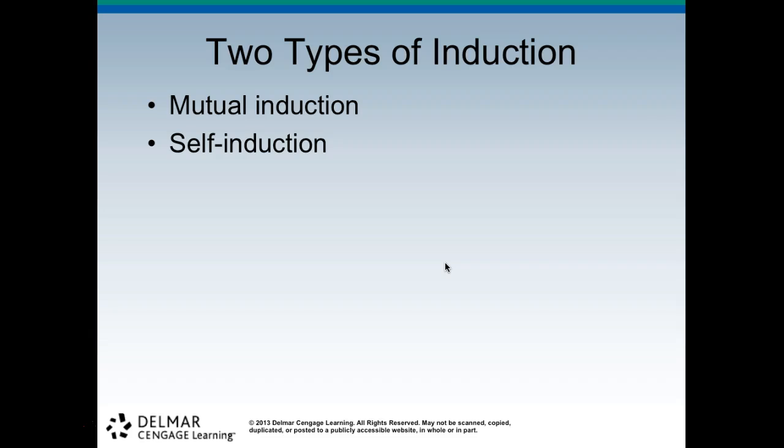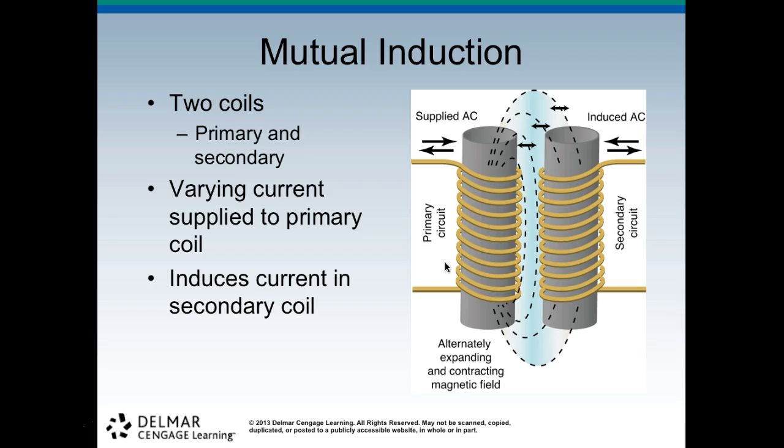And there are two types of induction: mutual induction and self-induction. There are two coils in mutual induction, the primary and the secondary. You can see here we have the primary and we have the secondary here. Varying current supplied to the primary coil induces a current within the secondary coil. So putting a current through the primary induces a current in the secondary.